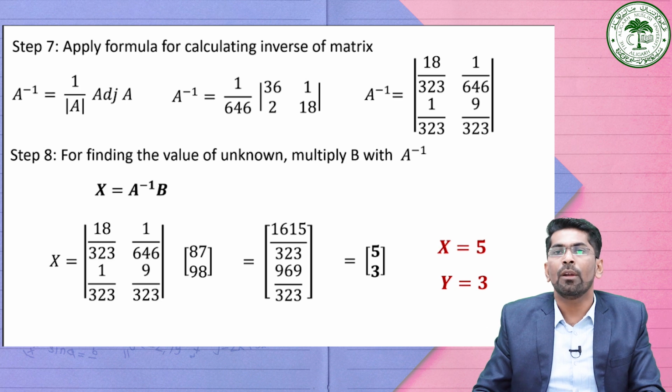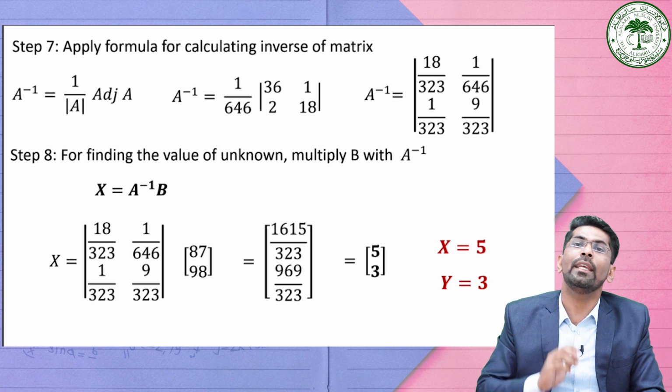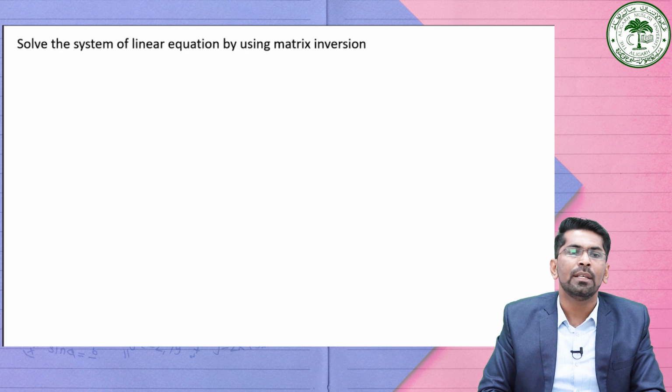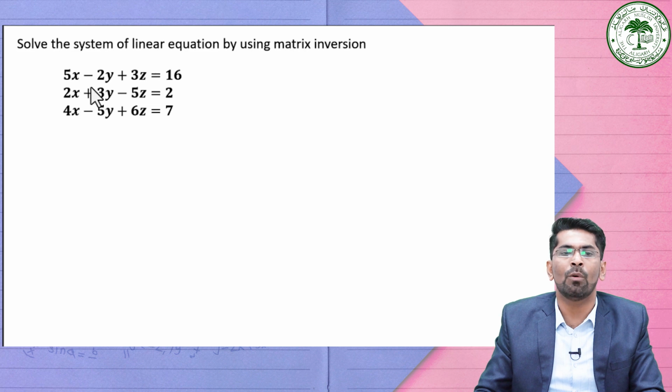So in this way, we can find the solution to a system of linear equations by using the inverse of a matrix. Now consider another example. Solve the linear equations by using the matrix inversion method. We have a system of linear equations here. We have 3 equations and 3 unknown variables, that is x, y and z.